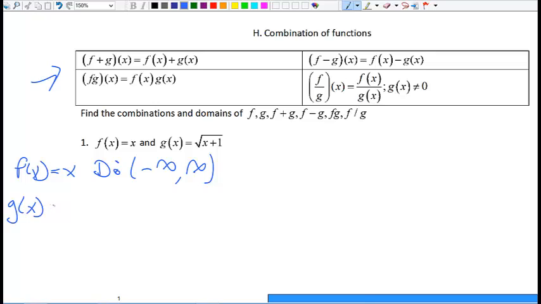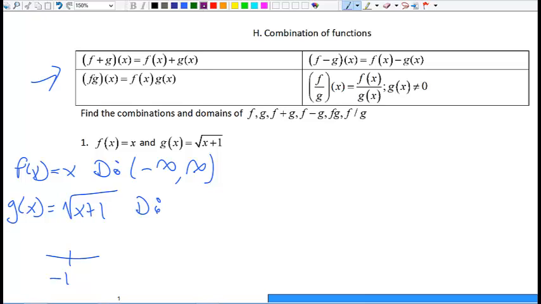G of x is the square root of x plus 1. And so now we're looking at square root restrictions. With square roots, we want to make sure the number inside the radical stays 0 or positive. So this is where we would do a sign test, and I would figure out where 0 would show up. If x plus 1 equals 0, that means x would be negative 1. So at negative 1, I get a 0 in the square root.